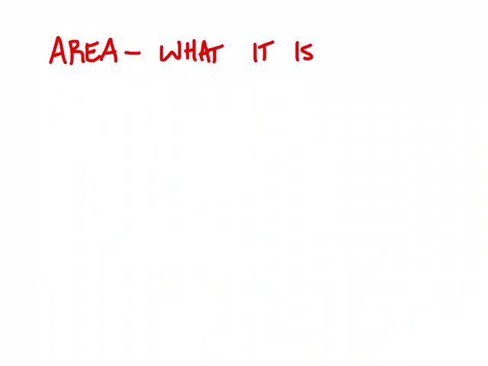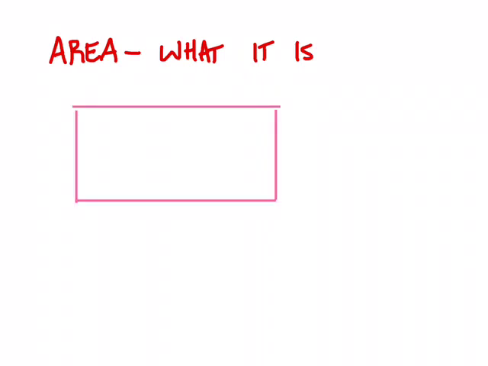Area tends to be the thing that gives people more trouble conceptually. It's sometimes easier to calculate, but people have a hard time understanding what area is. So we're going to take a second to talk about that in case you never have before. And let's begin with an example. Let's say that I've got a rectangular space that is 4 meters wide and 6 meters long.